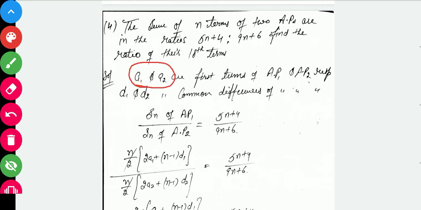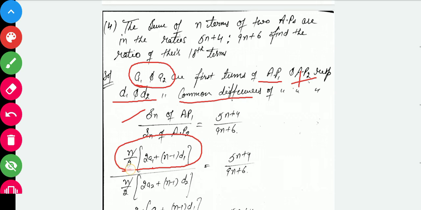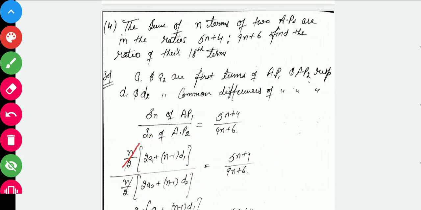as the first terms of AP1 and AP2. I have considered two APs, AP1 and AP2, and D1 and D2 are the common differences of the same AP1 and AP2. So Sn of AP1 is equal to n over 2 times 2A1 plus n minus 1 into D1. In AP1 we use A1 and D1, and in AP2 we use A2 and D2, and they are in the ratio of this. Clear? Now cancel n by 2 with n by 2.